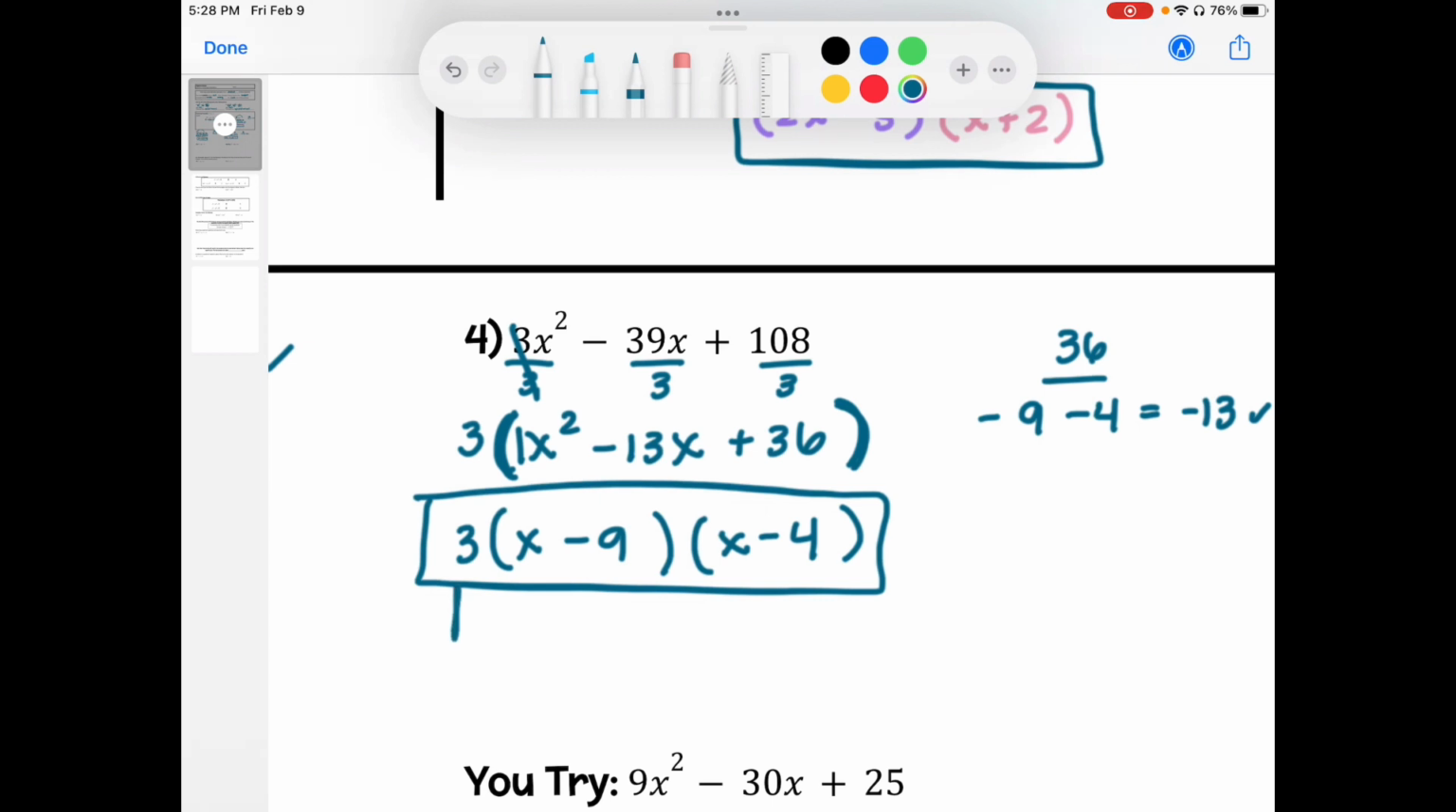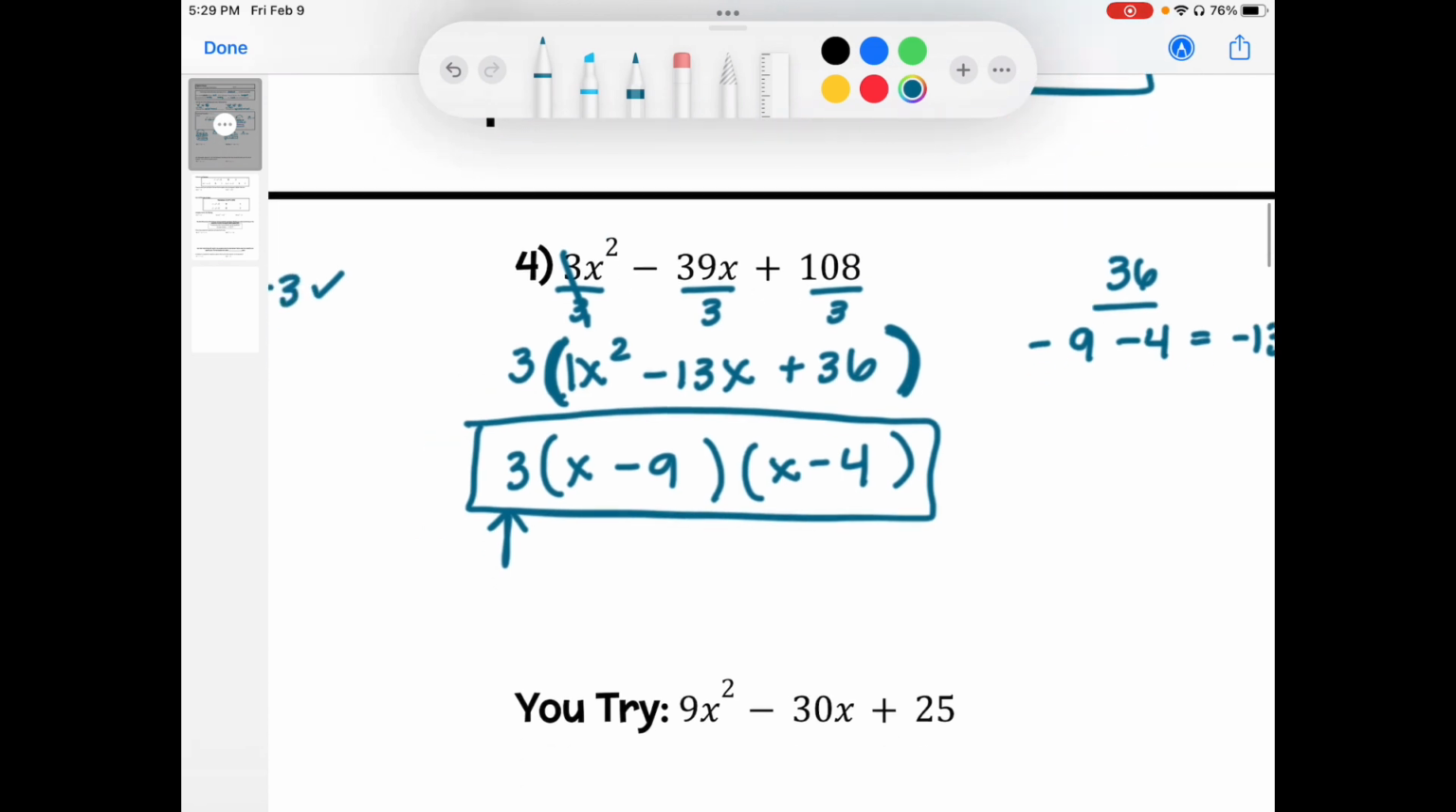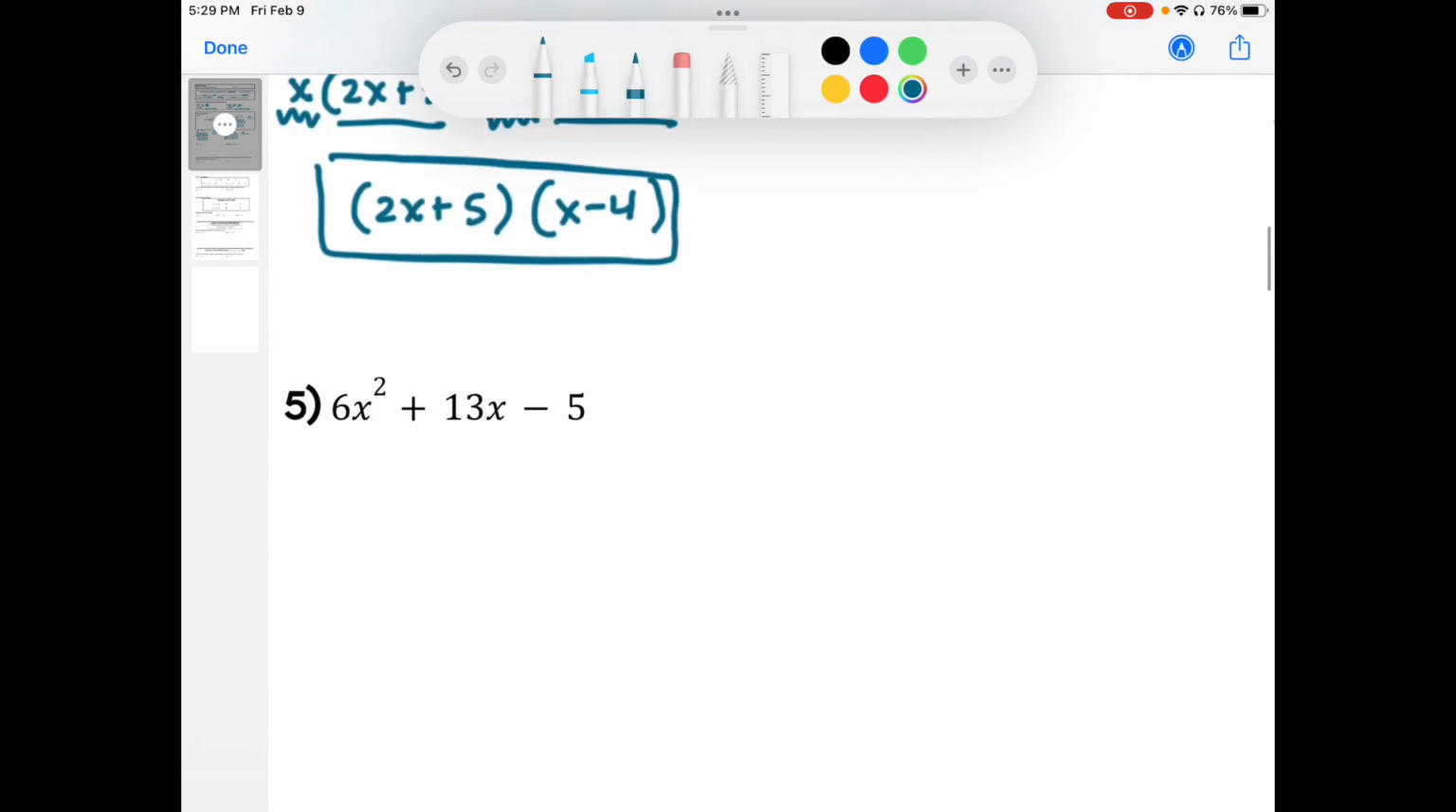So this GCF has to be in front. If it's not there, then you did not get it correct. Okay, so don't forget to include your GCF in your final answer.